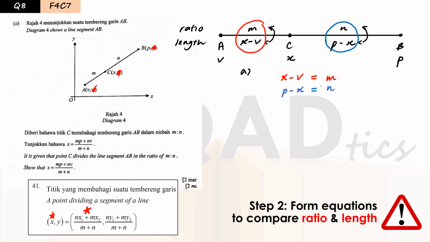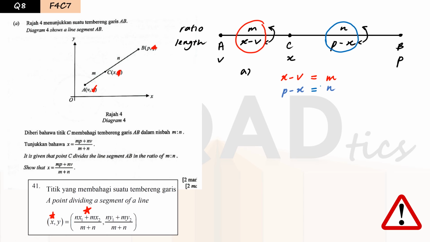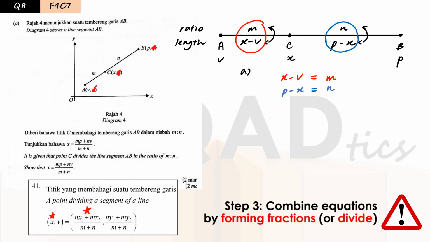Right, equals to n. But here, because we have two equations, and we need to show only one equation, so why not we form these two equations to become one equation? Okay, so how are we going to do that? Here, very simple, it's just forming fractions from both sides, and we put equal here. Alright, so this would be our equation.